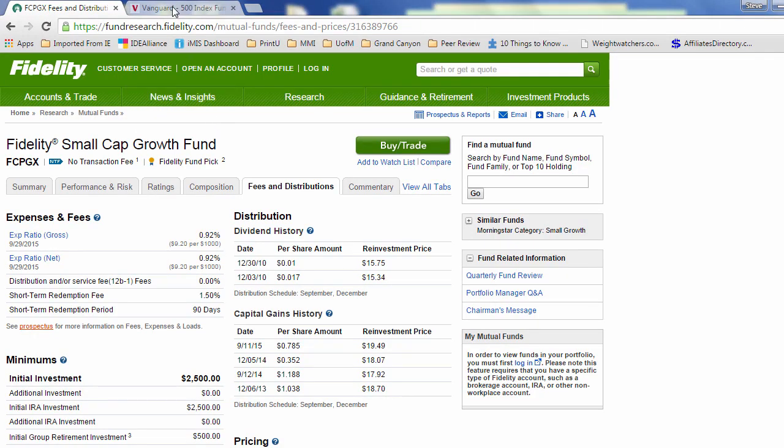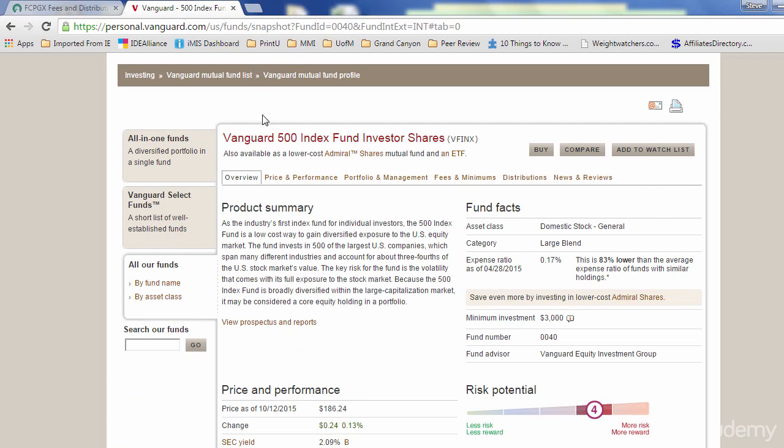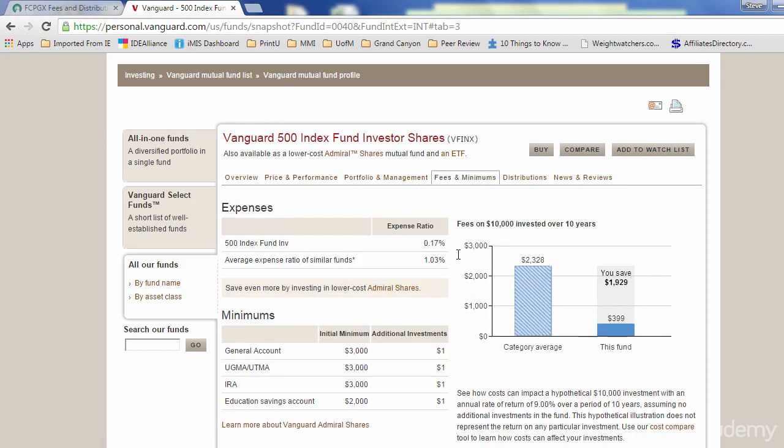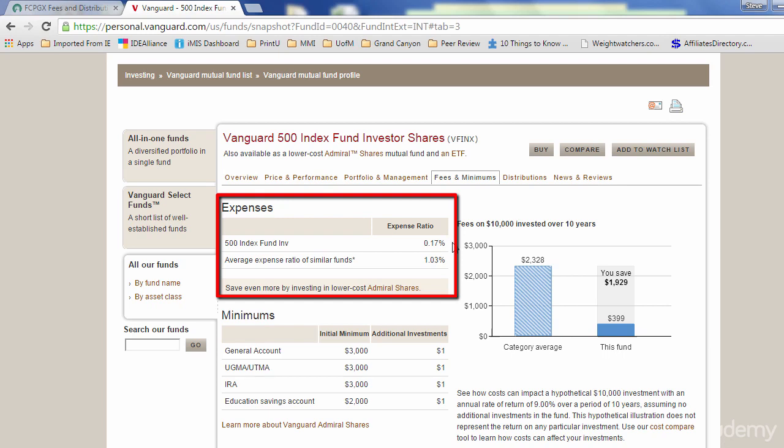Let's look at another fund here. Let's look at the Vanguard S&P 500 fund, another big, large fund. To give you some ideas, once again, there are thousands of mutual funds out there, so you want to look at each one. But this is the Vanguard 500 Index Fund, a very well-known fund that tracks the S&P 500. We're going to do the same thing here. We'll take a look at fees and minimums over here. We'll look at fees. And the 500 Index Fund has a real low expense ratio.